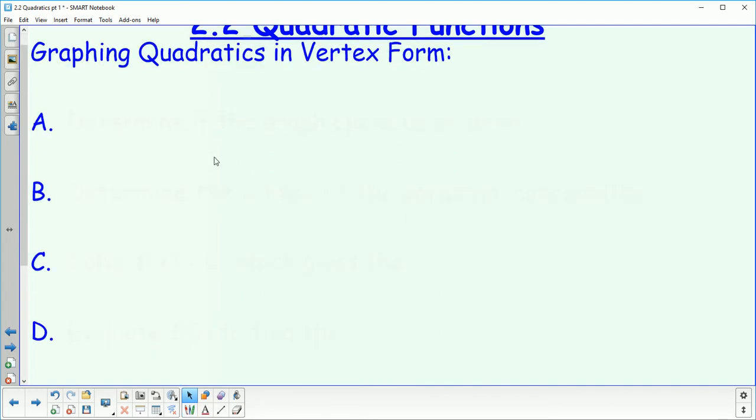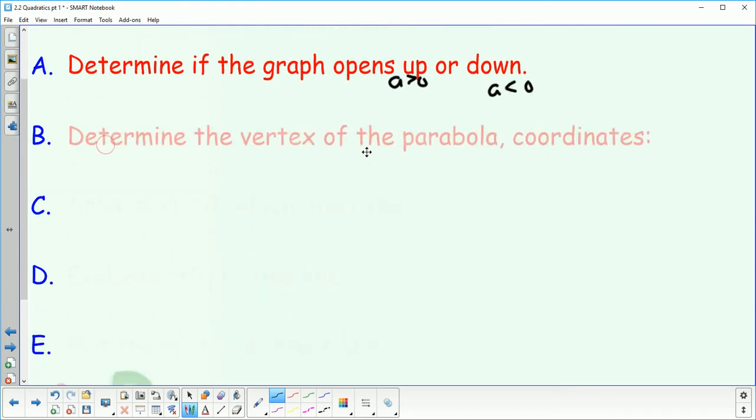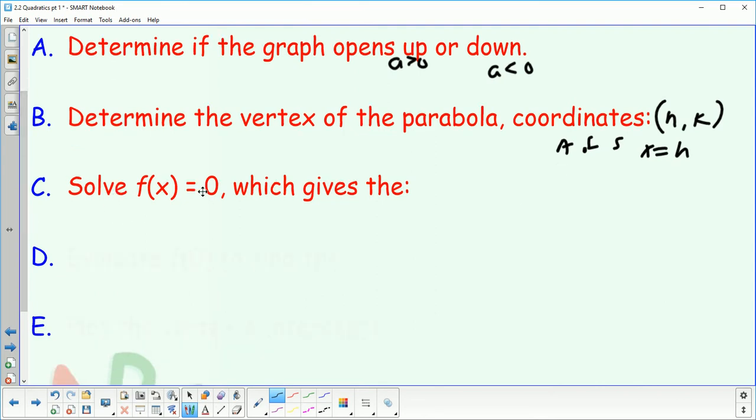Okay, to graph a quadratic in vertex form, like we just saw, you're just going to determine if it opens up or down first. And remember, that has to do with if a is greater than 0 or a is less than 0. Then we're going to determine our vertex, and those have the coordinates (h, k). We can use that also to get our axis of symmetry, don't forget. So you could even add here the axis of symmetry, x equals h. And then we're going to solve f of x equals 0, which means set your vertex form equal to 0 and solve that. We're going to use in this form the square root property, which we did earlier in the year, and this is going to give us our x intercepts.